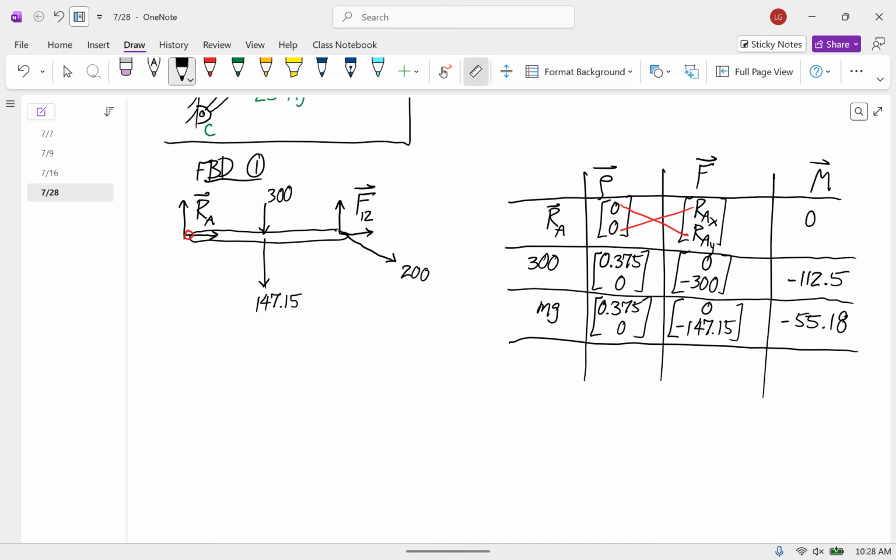And now I'll do the force F12. The rho vector is positive 0.750. The force is F12 X and Y components. Cross product is 0.75 F12Y.